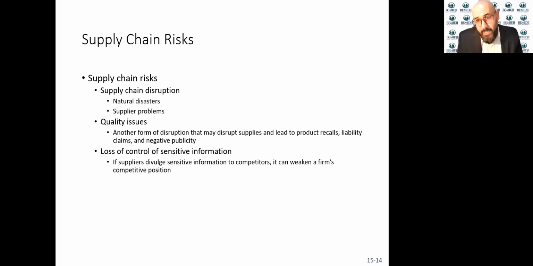liabilities and claims and recall for products that will require you to stop that product, and that is where the disruption of the supply chain is coming from as well. And loss of control of sensitive information.